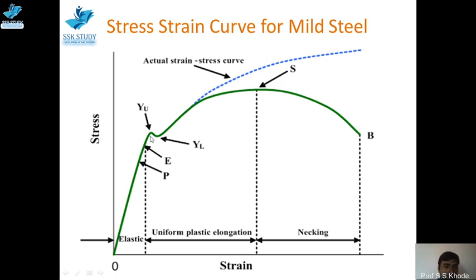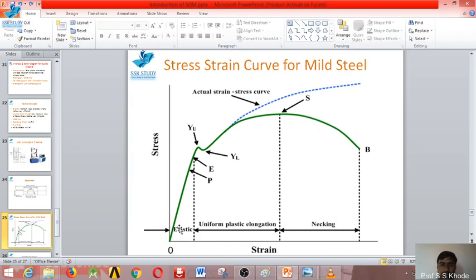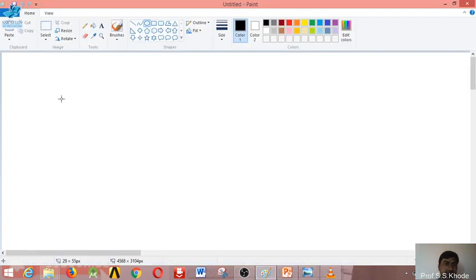We have to see that when you are applying the load after yielding, the stress goes on decreasing up to a certain limit. That limit is called the lower yield limit. So why does this occur? Let's see it now. With the help of paint we will understand this particular concept.